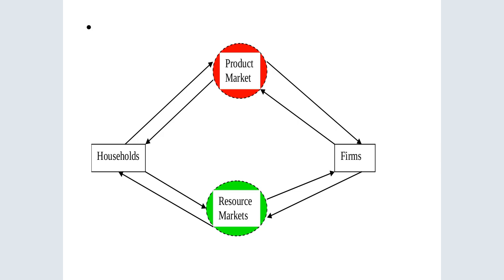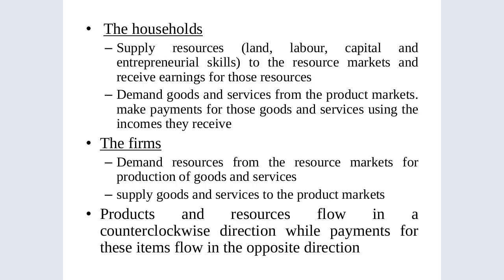So if you look at the household, the income that is earned by selling goods and by selling their labor services is spent in the markets to buy goods and services that are provided by firms. So there is an anti-clockwise movement of income.